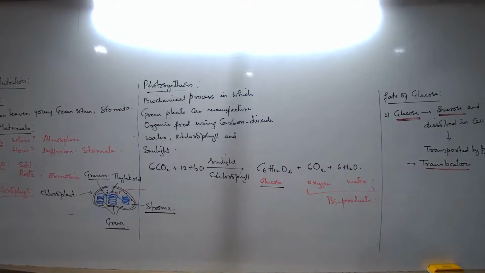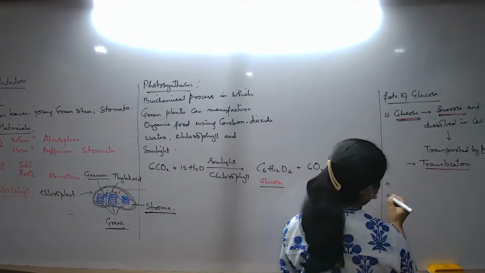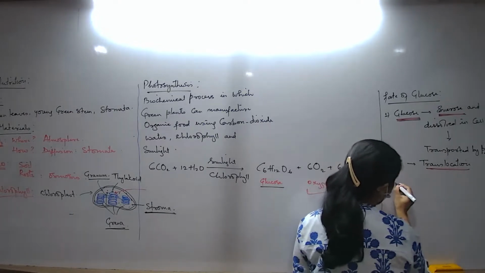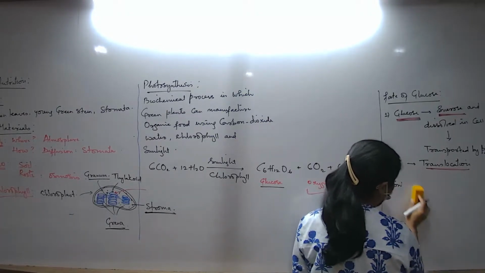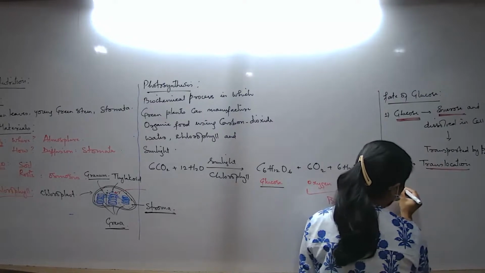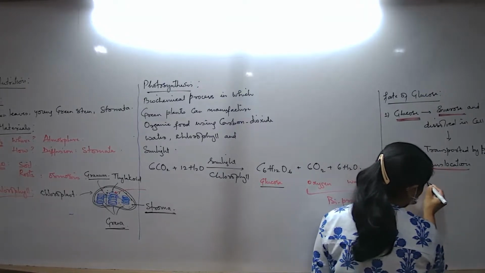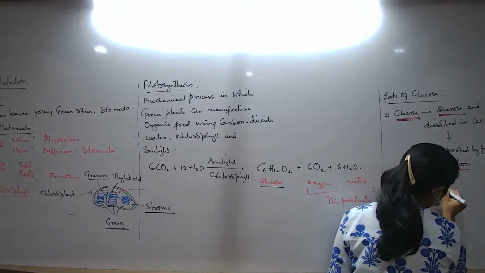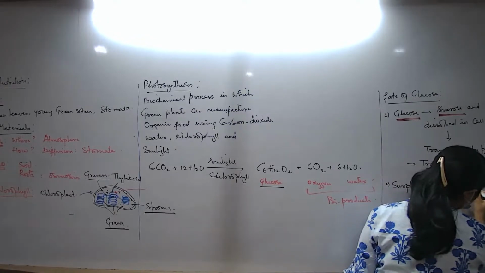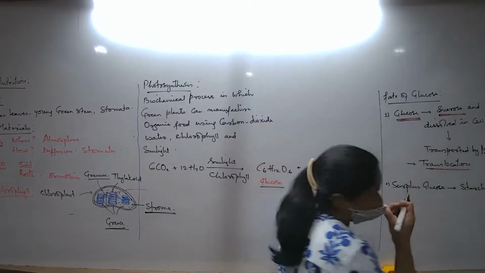So what is the fate of the other fraction? Generally 60-70% gets transported this way, and in a small fraction, what happens? What happens to the excess glucose, the surplus glucose? The surplus glucose gets converted into the polysaccharide, which we call starch.